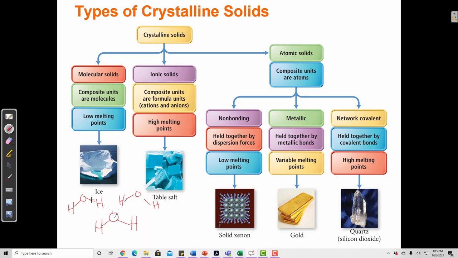The difference between this molecular solid, where the forces that hold my molecules together are intermolecular forces, and the network covalent solid, is that in a network covalent solid, every atom is covalently bonded to every other atom. So that would mean that these O's would actually be covalently bonded to the H's, and these H's would have to be covalently bonded to other O's.